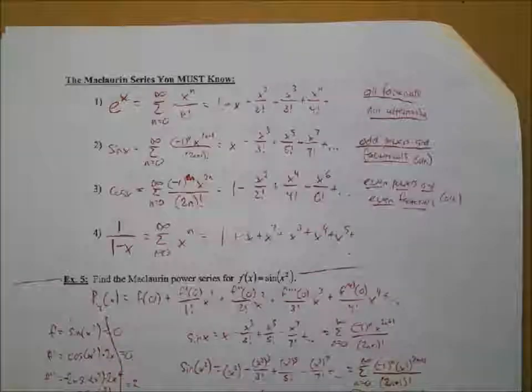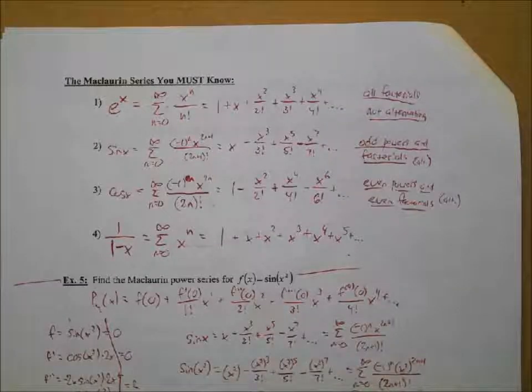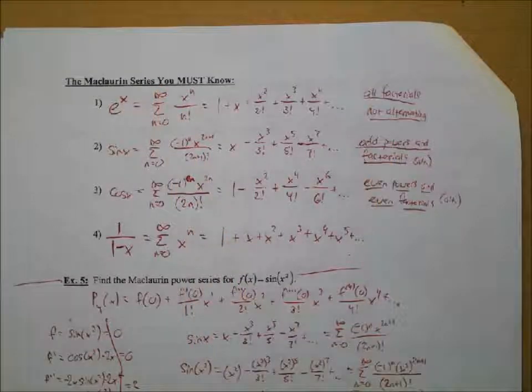And then finally, we came up with this table to help us remember the 4 Maclaurin series that we need to remember, right? Which I told you earlier when we were talking about the homework. So e to the x, it's all the factorials, not alternating. Sine of x, it's only odd powers and factorials and alternating. Cosine is even powers and even factorials, alternating.